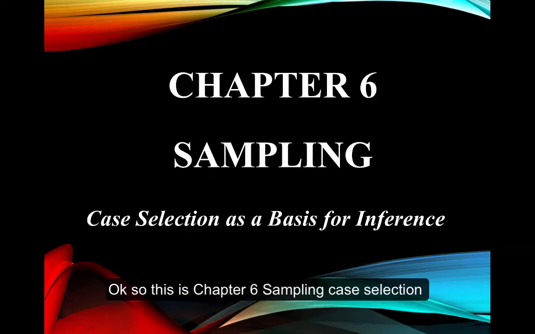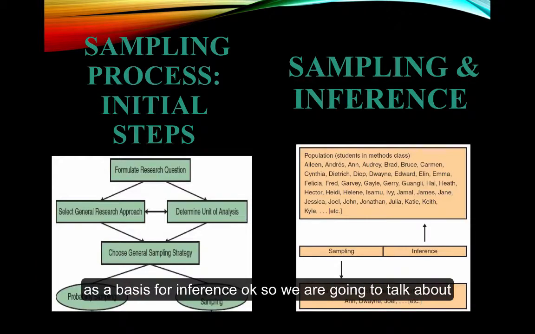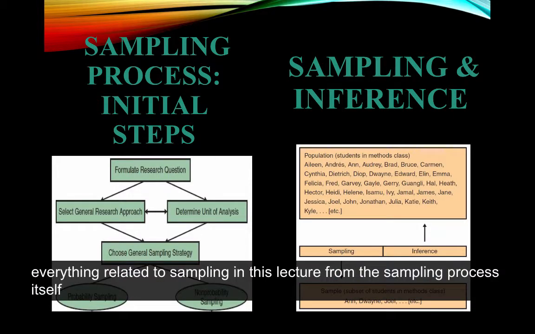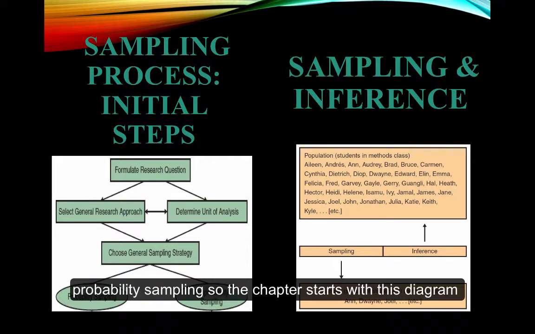Okay, so this is chapter 6, sampling, case selection as a basis for inference. So we're going to talk about everything related to sampling in this lecture, from the sampling process itself, the principles of probability sampling, and lastly, non-probability sampling.